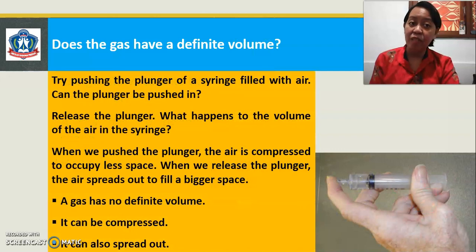Does the gas have a definite volume? Try pushing the plunger of a syringe filled with air. Can the plunger be pushed in? Release the plunger. What happens to the volume of the air in the syringe? When we push the plunger, the air is compressed to occupy less space. When we release the plunger, the air spreads out to fill a bigger space. So therefore, a gas has no definite volume. It can be compressed and it can also spread out.